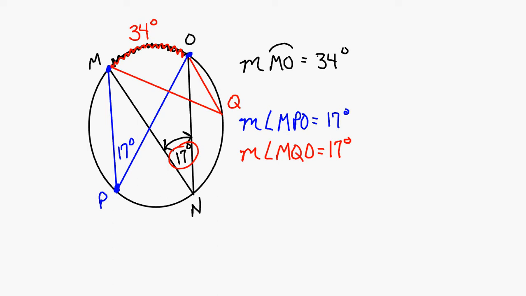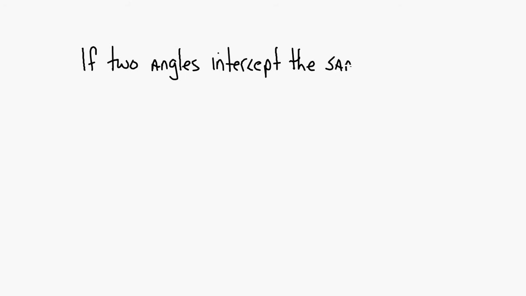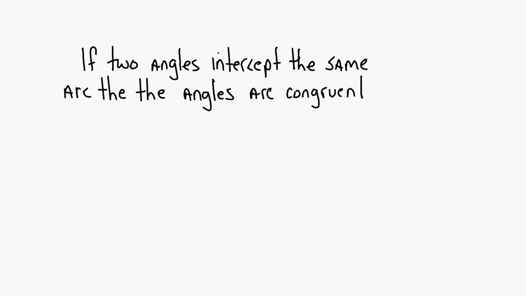So what can you say? What's the next rule going to be? What do you think it's going to be? If two angles intercept the same arc, then what? Then the angles are congruent. Good. If two angles intercept the same arc, then the angles are congruent. And you just saw an example of that.